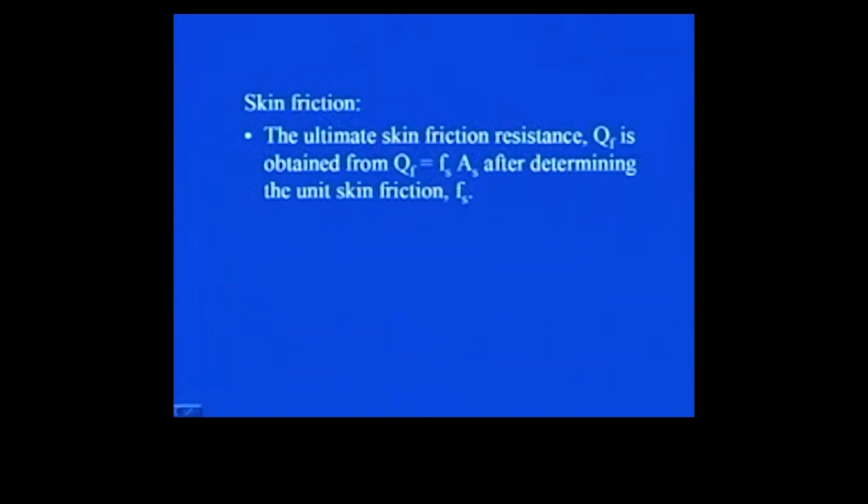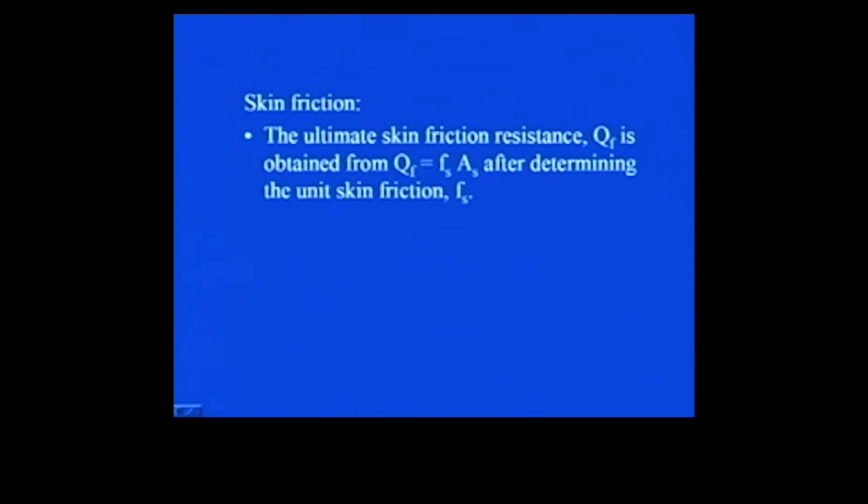This we were talking about related to the point resistance. Now, let us see how the skin friction can be determined or estimated in the case of piles in granular soils. So, the ultimate skin friction resistance, which I am representing by QF, is obtained from QF equal to Fs into As, after determining the unit skin friction Fs.